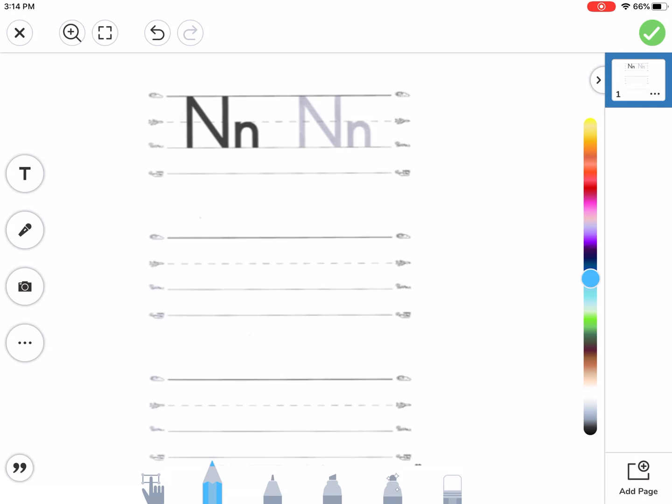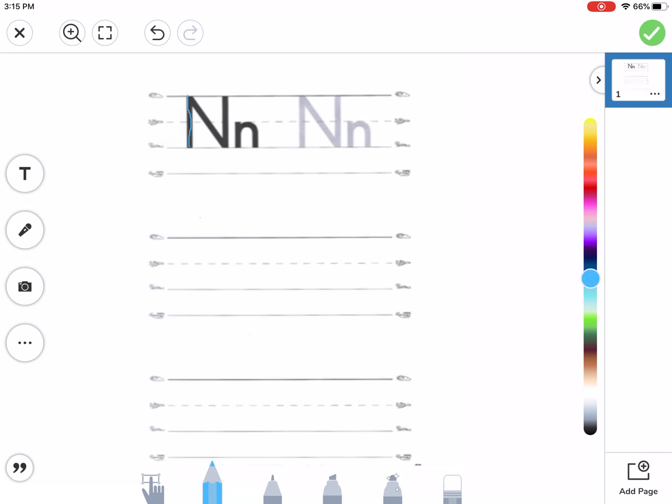Okay, so we're going to start writing our uppercase N and our lowercase n, and we know that N says N, okay? So I want you to watch Mrs. Hensley. Now you're going to also trace your uppercase N and lowercase n on these two that are showing on there, but I want you to watch Mrs. Hensley, okay?